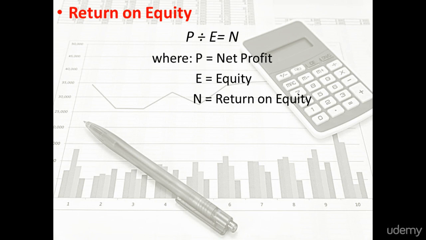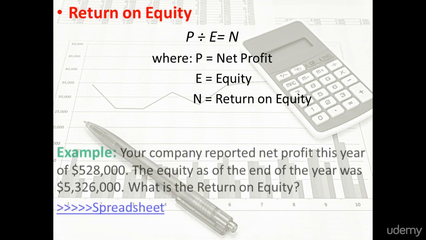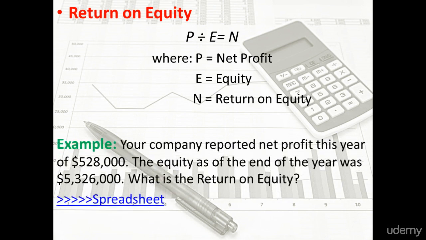In the second, the income statement value representing a period's activity is divided by a balance sheet value representing the net worth at the end of the period. And here is the formula. And let's see an example.